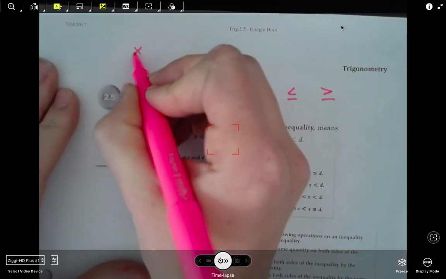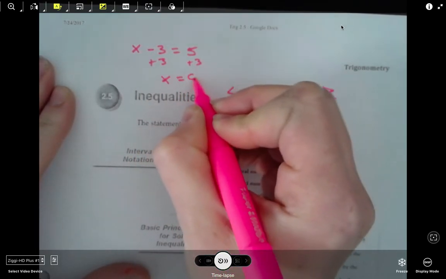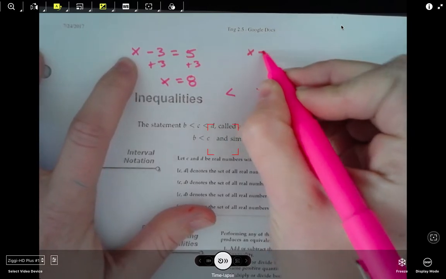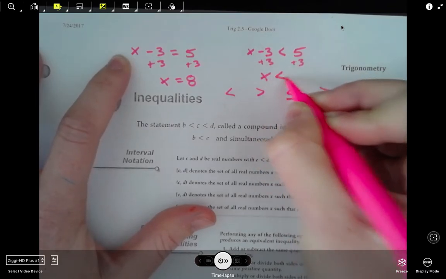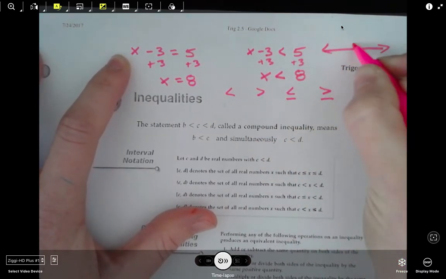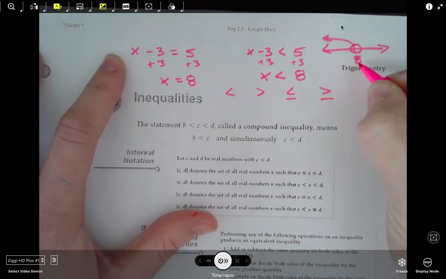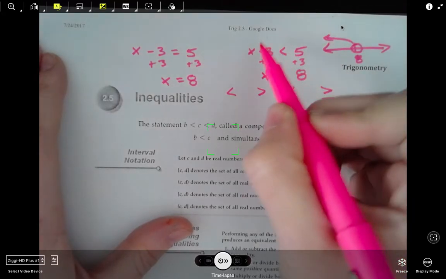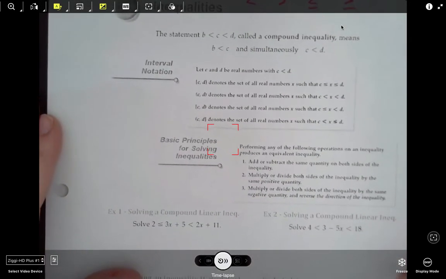So if you were solving x minus 3 equals 5, you would add 3 to both sides, and x would be equal to 8. There's only one answer that works. Versus if you have x minus 3 is less than 5, you would add 3, so x is less than 8. That means that any number that is less than 8, not including 8, because we don't fill the dot in, so 8 does not work, 7.9 would work, 7.99 would work. Any number less than 8 you can plug into this equation, and it will be less than 5. Good? Make sense? Okay.